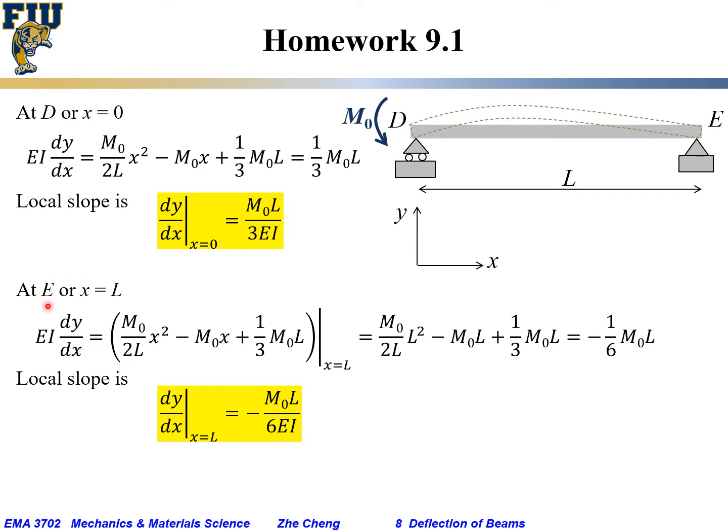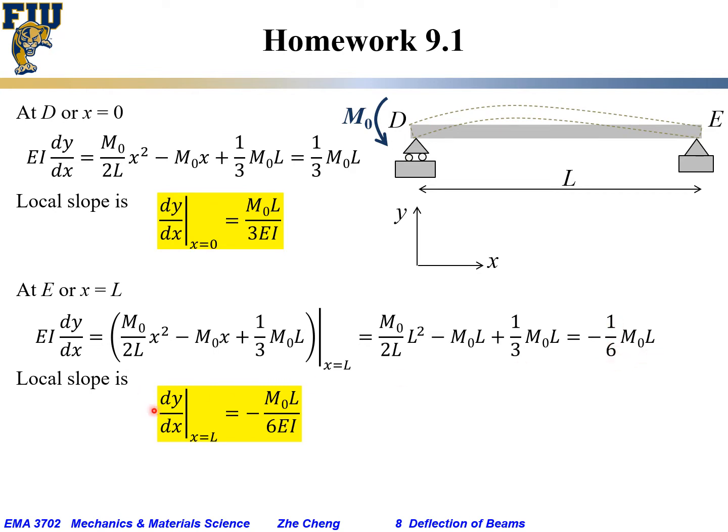Okay. Then on the other side, the E end, x equals L, we still have that equation, but then x equals L, not 0, and it comes out to be m0 over 2L times L squared minus m0 L plus 1 over 3 m0 L. And if we simplify, it would be a half plus 1/3, you sum to 5 over 6, and then you have minus 1, which added up together, it will be minus 1 over 6 m0 L.